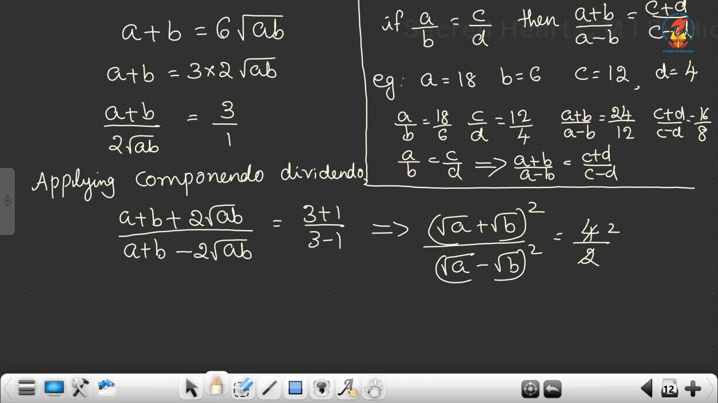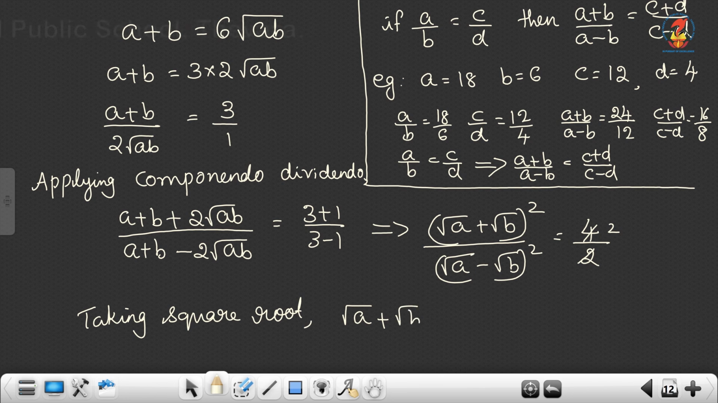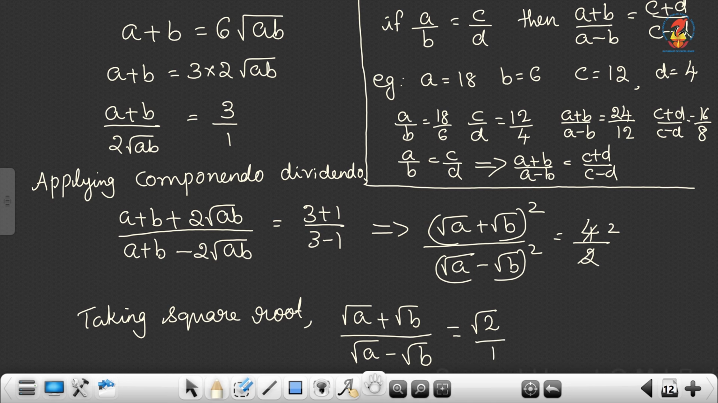Now taking square root on both sides. When we take the square root, it's a perfect square, so its root is without the whole square. You have to write root a plus root b, that's enough, and here root a minus root b, and the right side root of 2. And here there is no denominator, so you can just write 1.